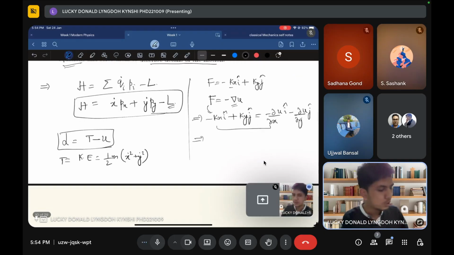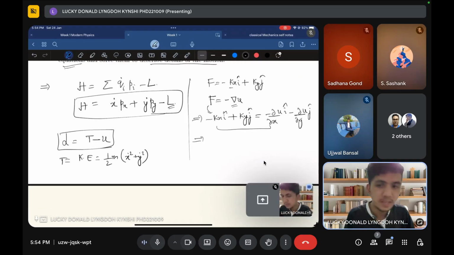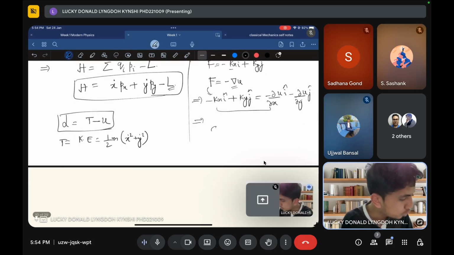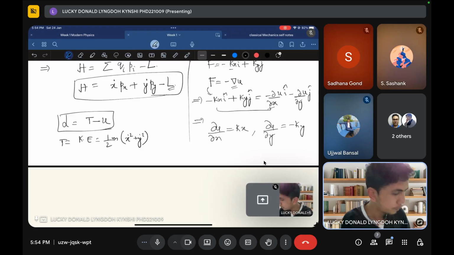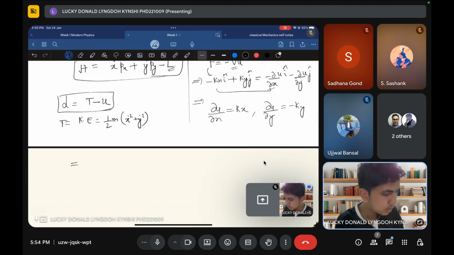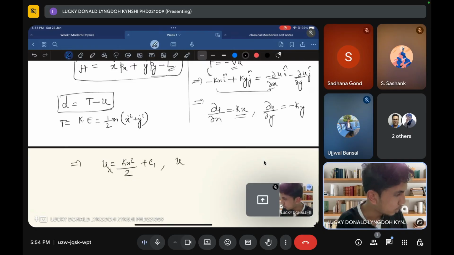So you equate i cap with i cap, that is x with x direction, and y with y direction. What do you get is that del U by del x, negative and negative sign getting cancelled, is kx, and del U by del y is equal to minus ky, right? So if you integrate on both sides, then U is equal to k of x square by 2, plus a constant c1, and for uy you get minus k of y square by 2 plus some constant c2.